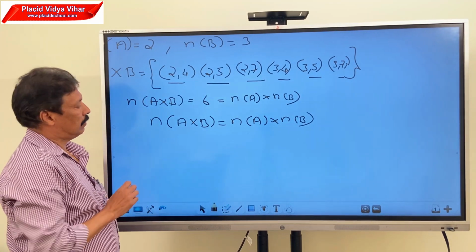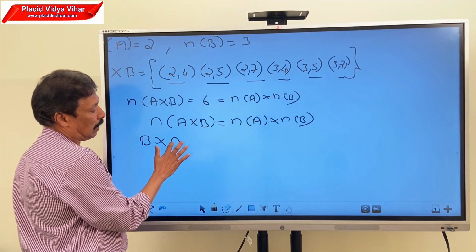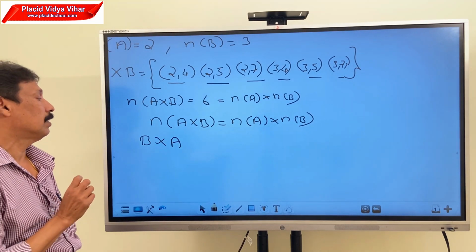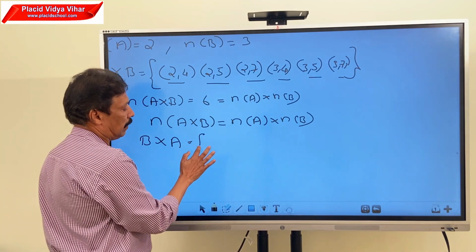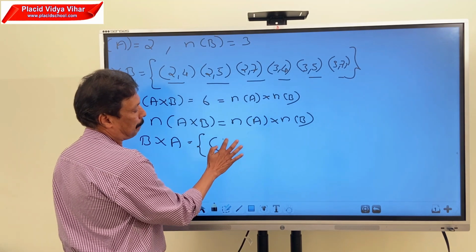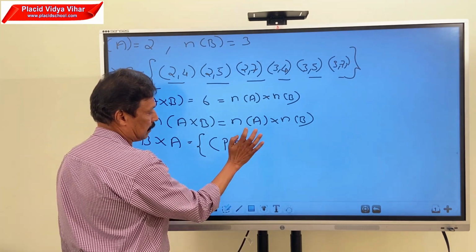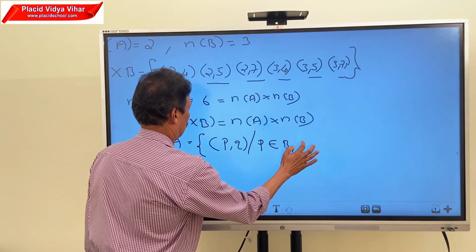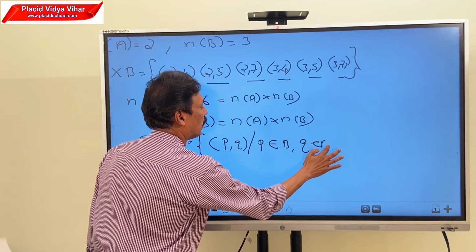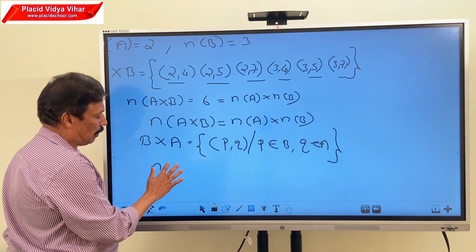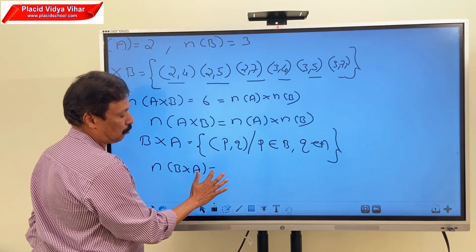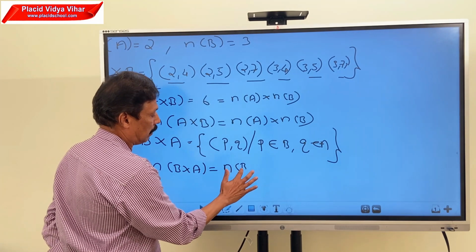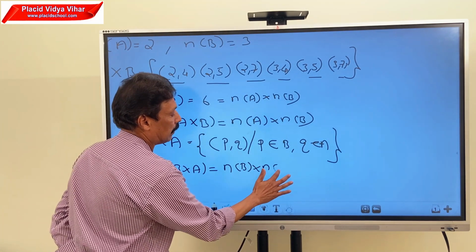Again, we define another, B cross A. The Cartesian product of B and A, B cross A, is equal to the set of ordered pairs (P, Q) such that P belongs to B and Q belongs to A. In a similar way, the number of elements in B cross A is equal to the number of elements in B into the number of elements in A.